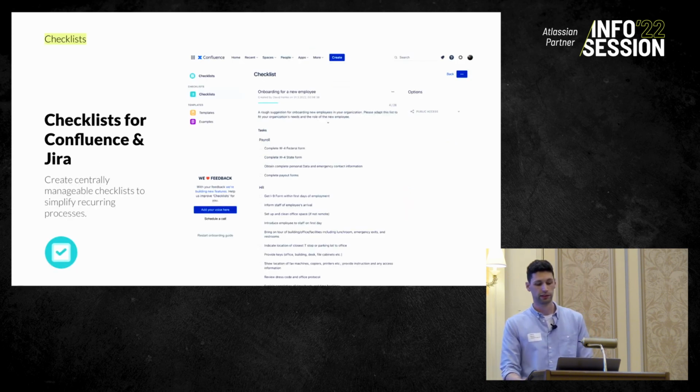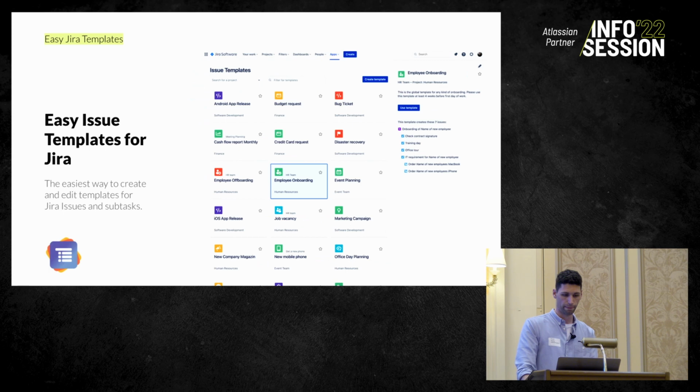Another app we've been working on is Checklist for Confluence and Jira. The Checklist app makes it easy to create checklists for any kind of process. They are centrally managed, inserted into Confluence pages or Jira issues, and then automatically synchronized between all systems. You can also create templates, which make it easy to automate recurring tasks, and people can use checklists even without an Atlassian login. The Checklist app is available for Jira and Confluence Mobile, and we are also currently working on a standalone app for iOS and Android.